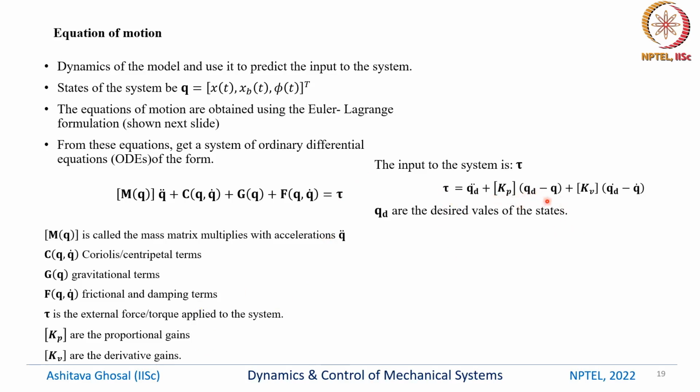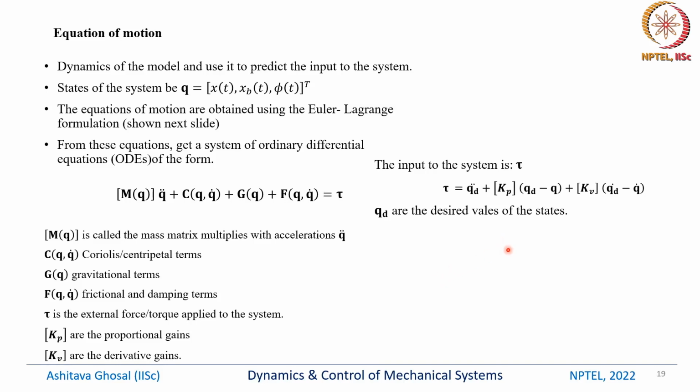So this is Kp into Qd minus Q. Qd is the desired state of the system, Q is the measured state of the system, and similarly the derivative part is Kv into Qd dot minus Q dot. These derivative Kv and Kp proportional gains can be chosen. We can design a controller such that it makes sure that this phi of t is 0 all the time.